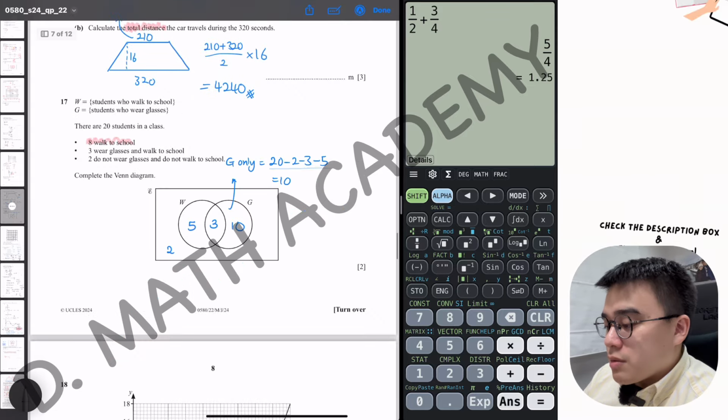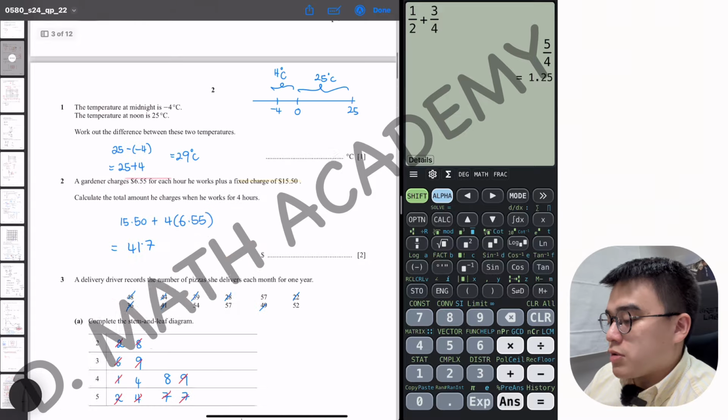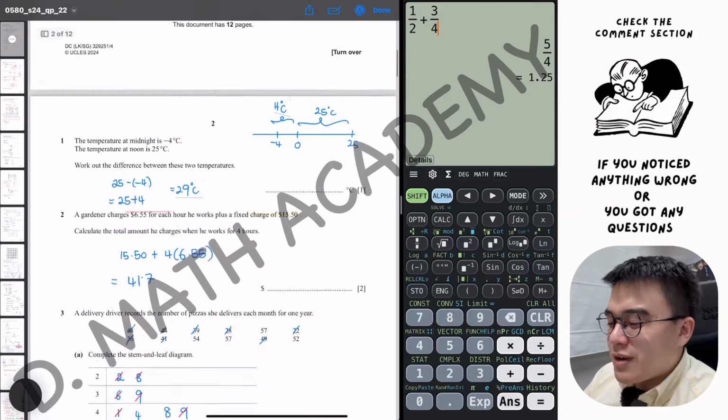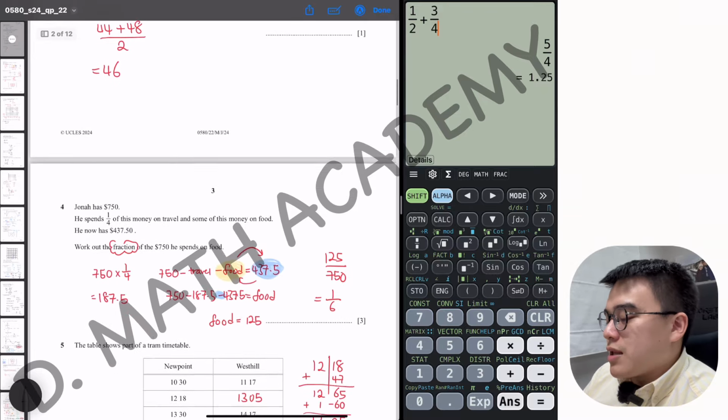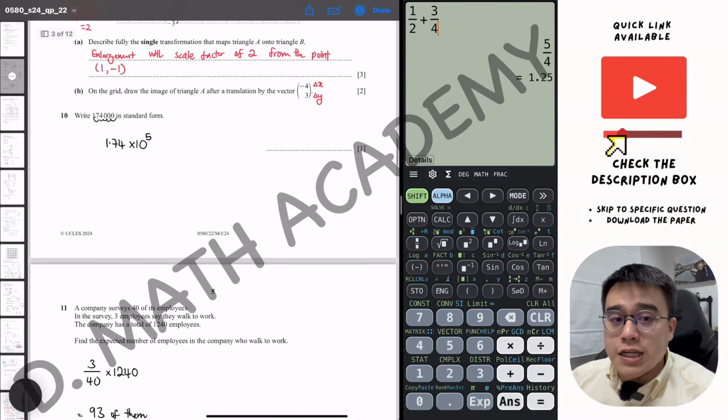Okay, and yeah, that's pretty much it. The rest, some of the questions are tough, but not to the extent that they never appeared before. 19B is really the special one here.